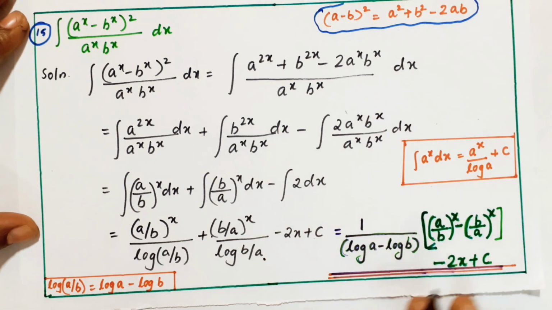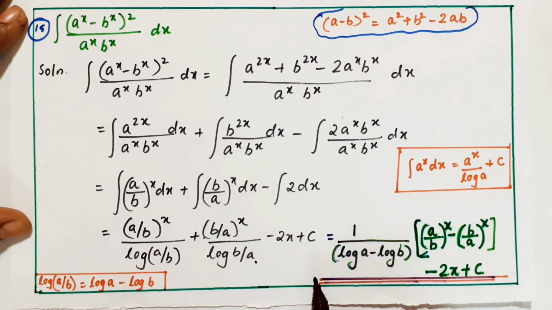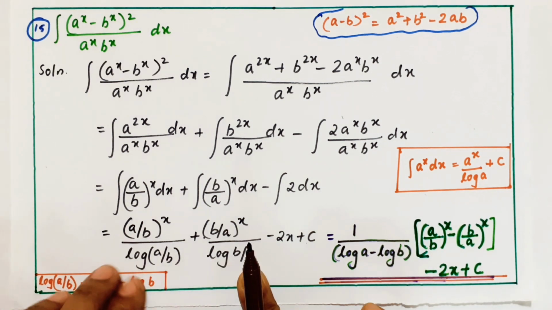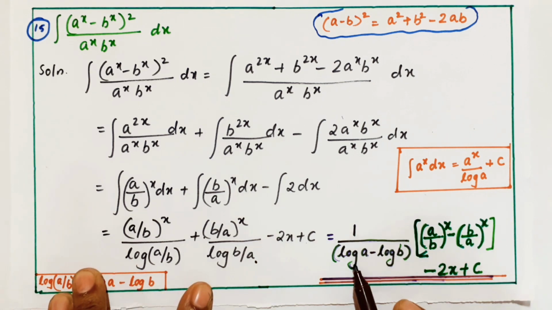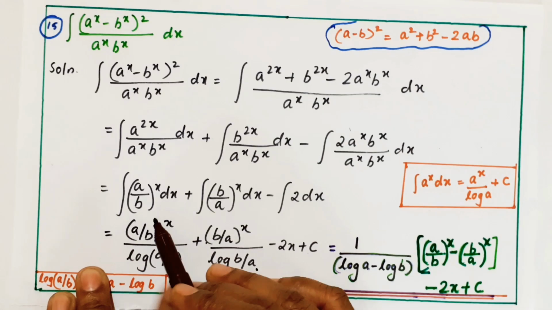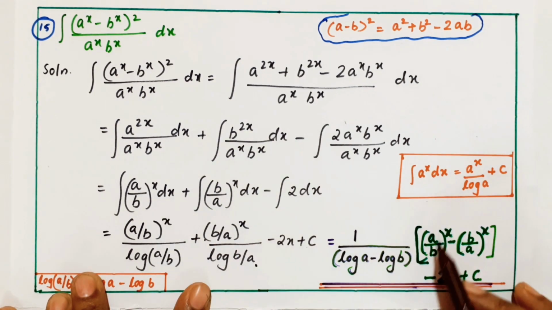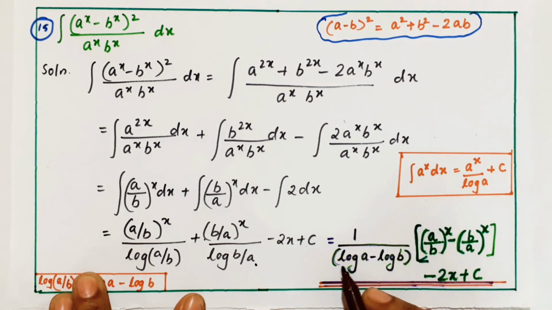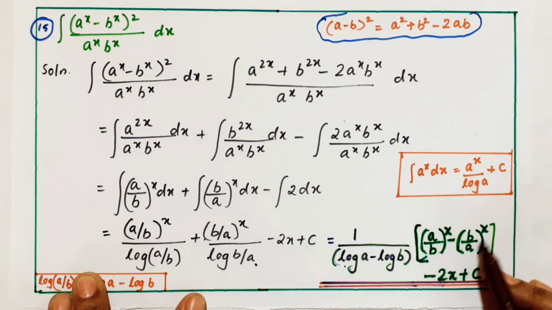So for the denominator we are writing log a minus log b. But we know that for the second term, it is log b minus log a, so one minus is there. I have taken the denominator out and written it as 1 over (log a minus log b) into, what is the first term? (a/b)^x. This plus term will become minus because we have taken log a/b out of the bracket. Minus (b/a)^x, minus 2x plus c.